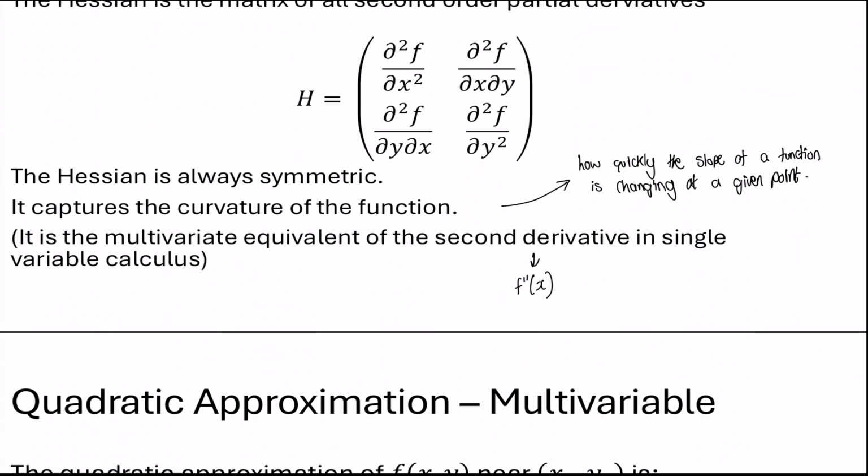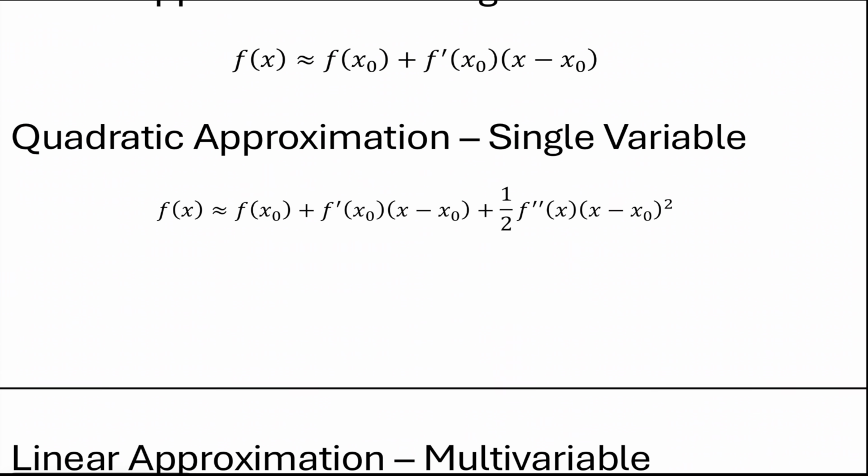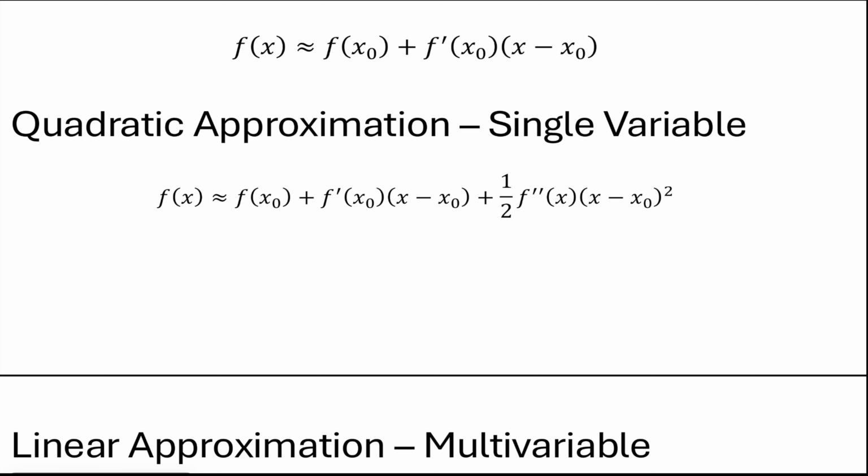This half just comes from over here. So if we look at the Taylor expansion, if we ignore this, this is actually over 2 factorial, and 2 factorial is just 2, so hence why we get that half.